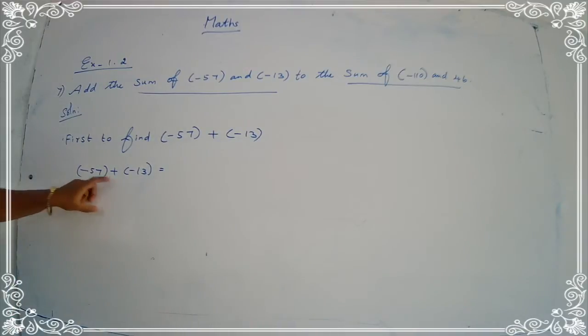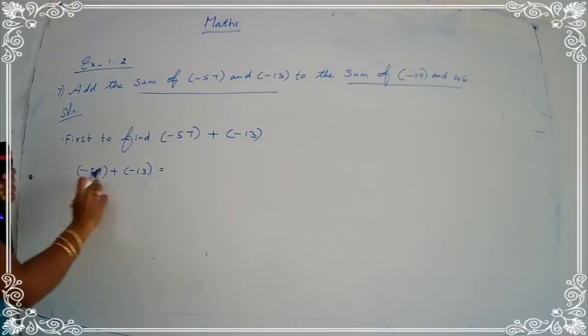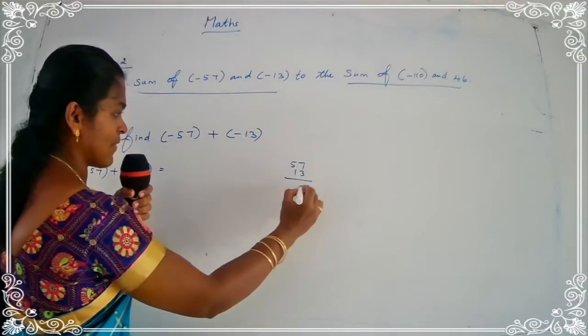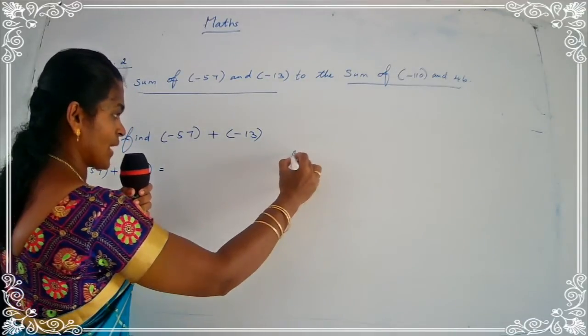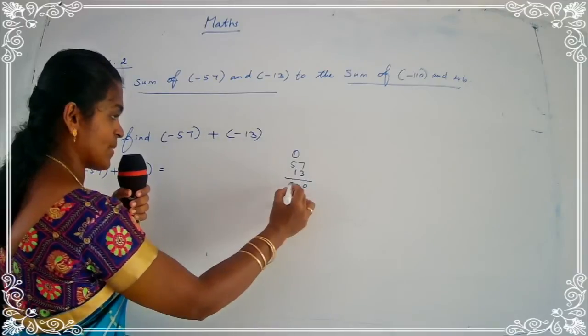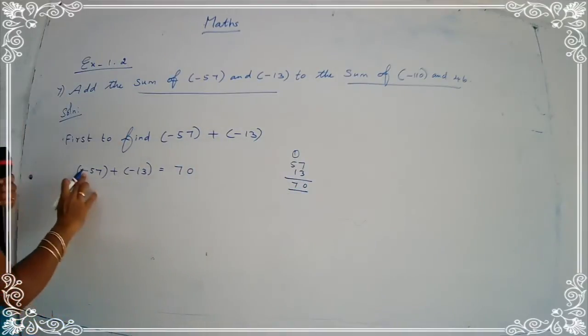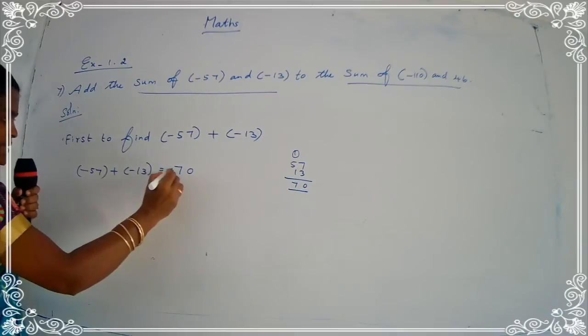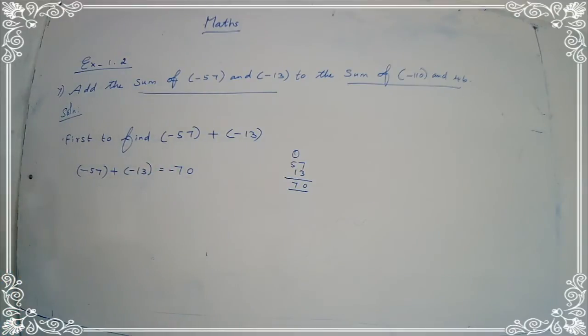Say the answer. You see, this is the addition, so having the same signs. If we have the same sign, we can add and put the same sign. Yes or no? So 57 plus 13: 7 plus 3 is 10, 1 carry, 5 plus 1 is 6, 6 plus 1 is 7. So therefore your answer is 70. What is the sign? The same sign will come. So minus 57 minus 13, your answer is minus 70.